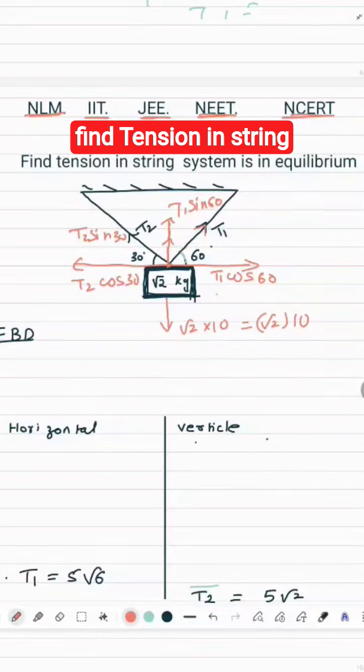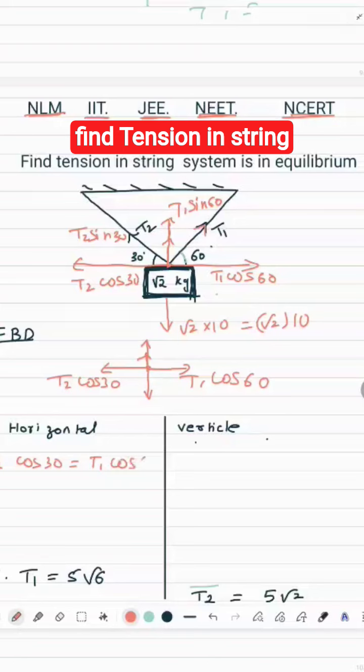Now, if you want to draw the FBD, it will be simple like this. One force is going down, then the other component is like here, other component is here, one component is here, correct? And here I have two components. Right? So if I talk about the horizontal components, what are the horizontal components here? Observe carefully, it is T2 cos 30 and T1 cos 60. Since the system is at equilibrium, they will be same. So horizontal component T2 cos 30 is equal to T1 cos 60.